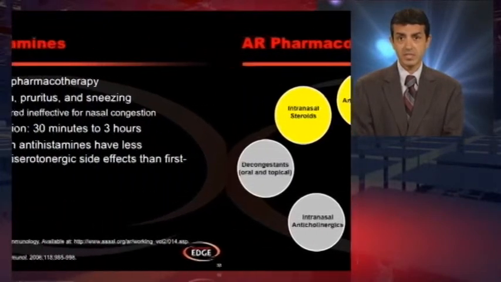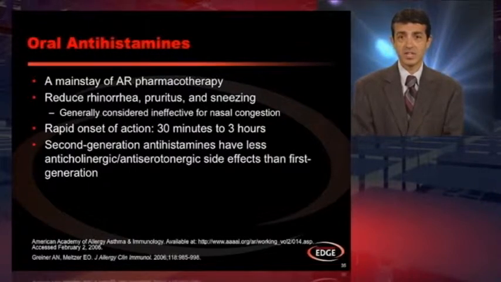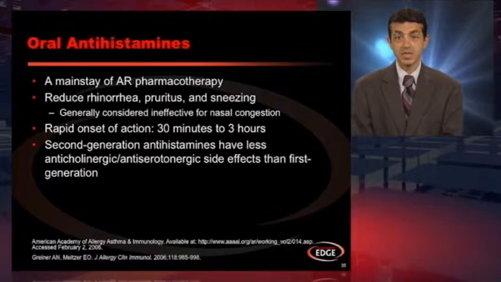The oral antihistamines have been the mainstay for allergic rhinitis. They've been around since the 1950s. They reduce rhinorrhea, pruritus, and sneezing. They're generally considered ineffective for nasal congestion unless they're combined with an oral decongestant, so the antihistamine-D formulation. They have a rapid onset of action, which, depending on the study, has been reported anywhere from 30 minutes to 3 hours, depending on how the trial was conducted. The second-generation antihistamines have less anticholinergic, antiserotonergic side effects than the first generation.